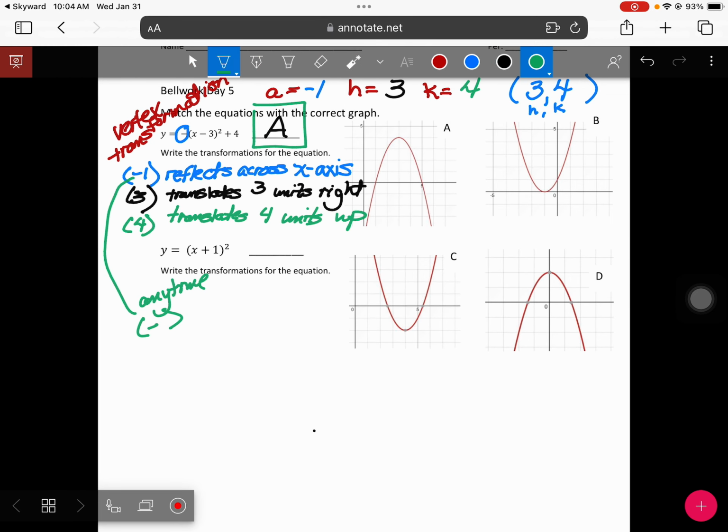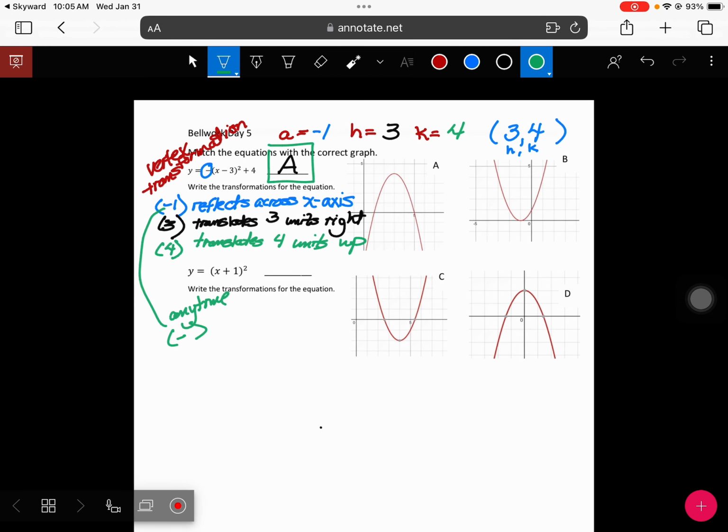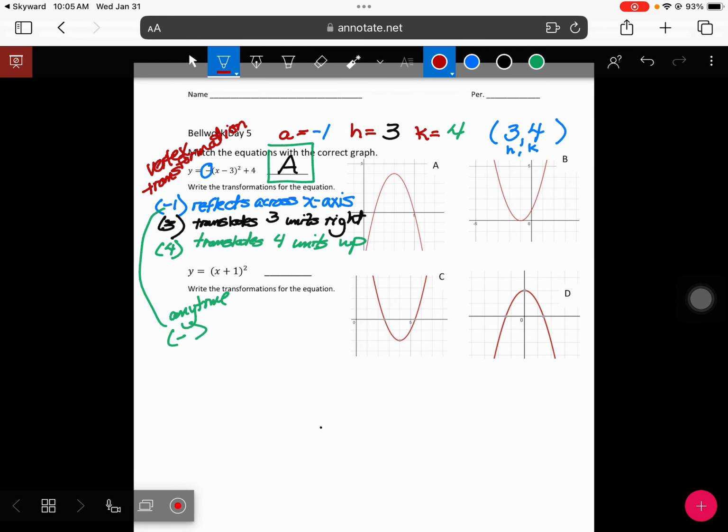The next one is also in vertex or transformation form. It says y equals (x plus 1) quantity squared. First of all, let's find our a, our h, and our k. So a is equal to what? Give me the a. 1. Good. Give me the h. -1. Very impressive. Let's go for the trifecta. And what is my k? 0. Good job.